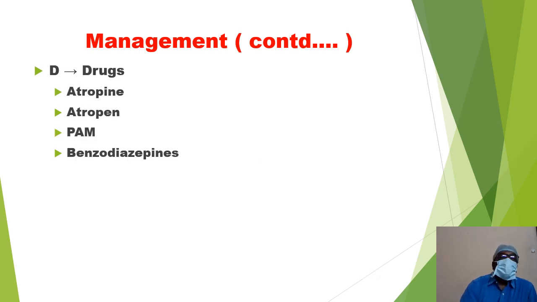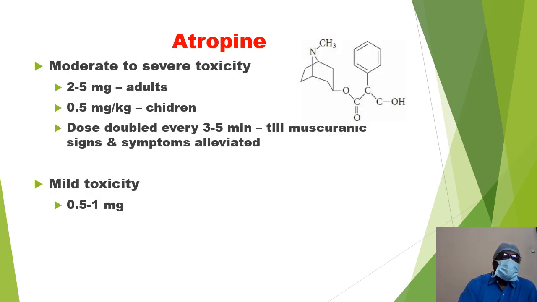Another D is drugs. The drugs we use in the management of organophosphorus compound poisoning are atropine, PAM and benzodiazepines. Coming to atropine: if the patient has mild toxicity, you start with 0.5 to 1 milligram of atropine. If the patient has moderate to severe toxicity, in adults you start with 2 to 5 mg IV, and in children 0.5 mg per kg IV. The dose of atropine should be doubled every 3 to 5 minutes until muscarinic signs and symptoms are alleviated.